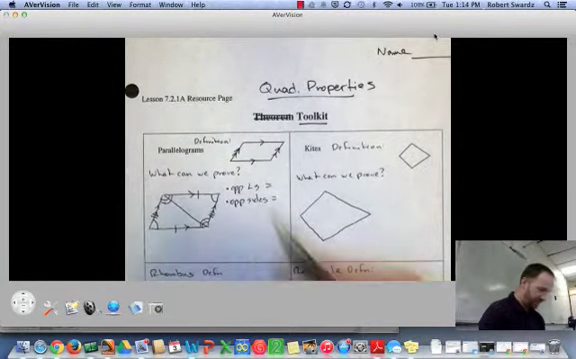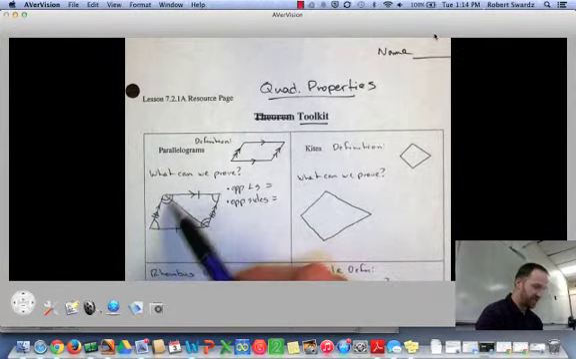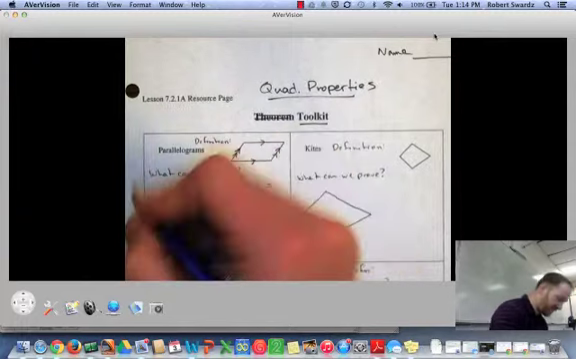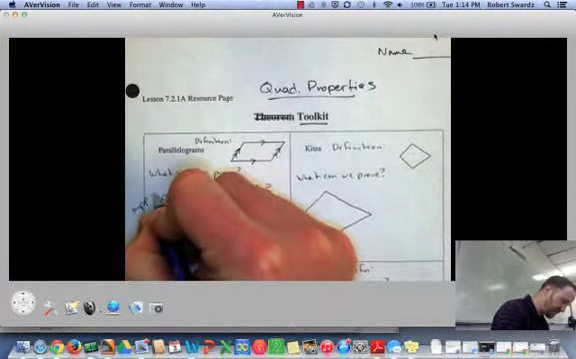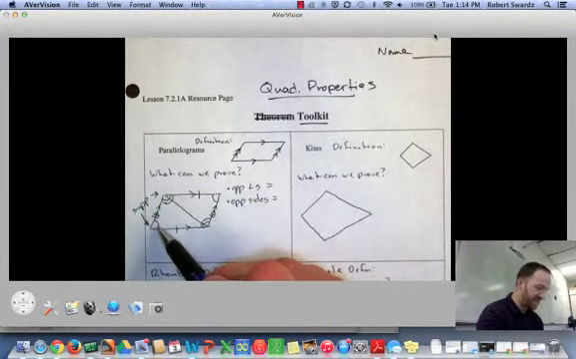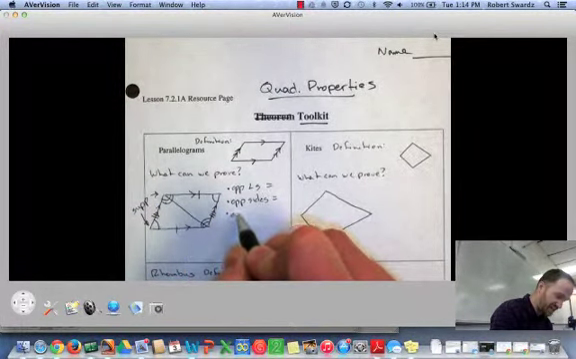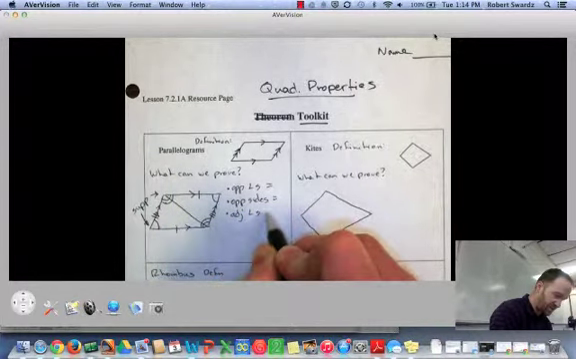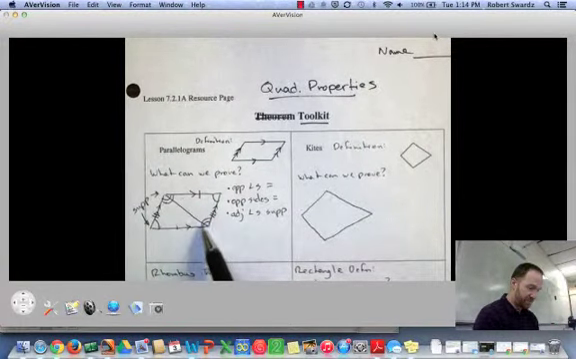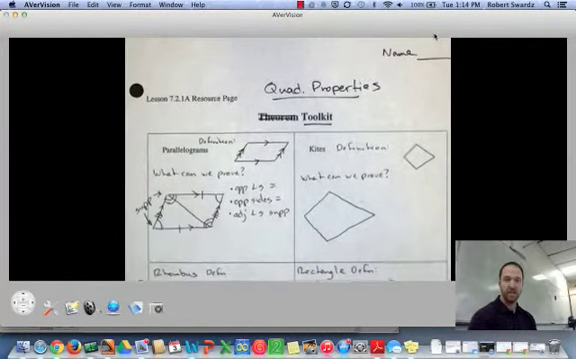What else? Because the top and the bottom are parallel, this big angle here and this big angle here are same side interior angles. So they have to be supplementary. These angles have to add up to 180. So if this is 80, that one's 100. We can say that adjacent angles are supplementary. Any two angles that are next to each other in the parallelogram, this big one and this big one, they have to add up to 180. The top two have to add up to 180.